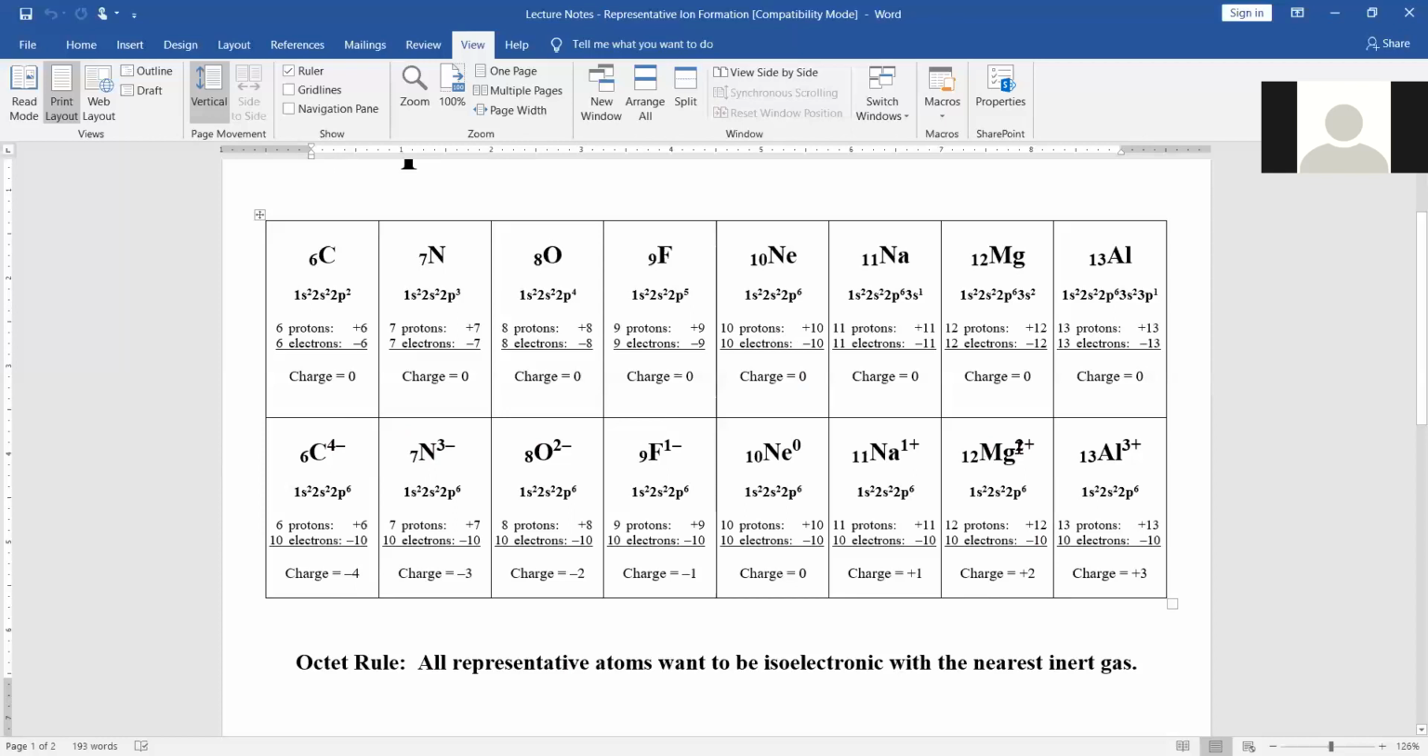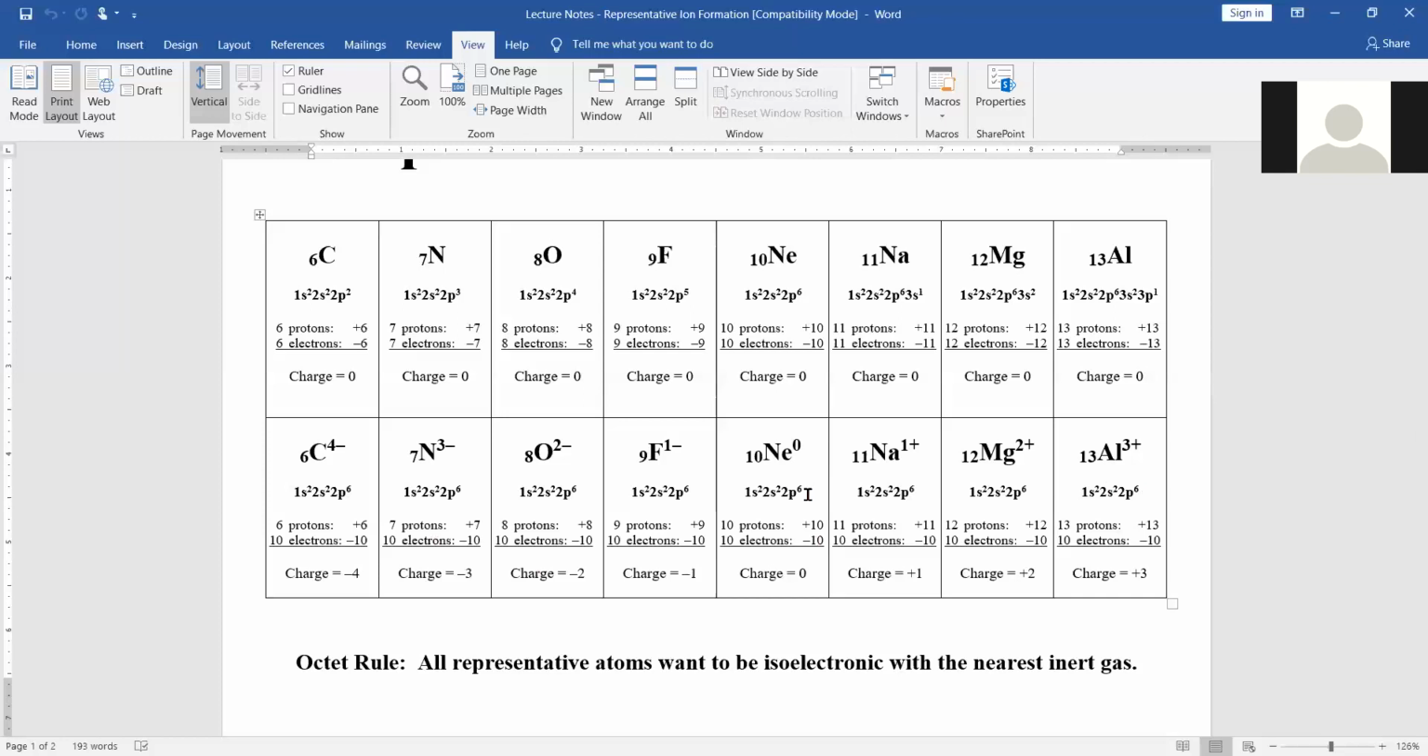Now notice that since they all have 10 electrons in the bottom row, they all have identical electron configurations, the same as the neutral inert gas element. So there's something special about this number 10 electrons, and there's something special about the inert gas. I kind of have it written on the bottom there, but we'll get to that in a moment.